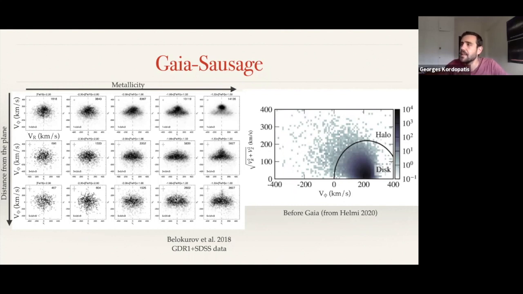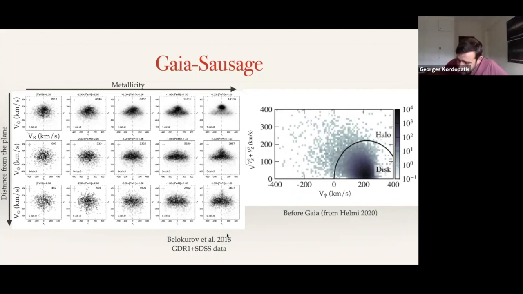This highly radially anisotropic overdensity in the halo they have associated with a massive accretion event where the progenitor, given the metallicity of the stars, and when they compared with simulations, should have been of the order of 10 to the 10 solar masses.